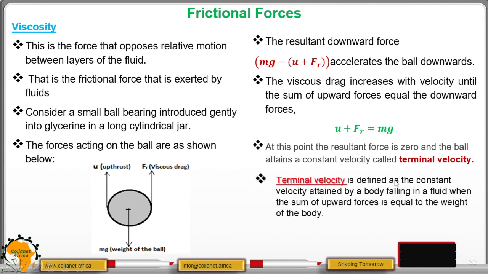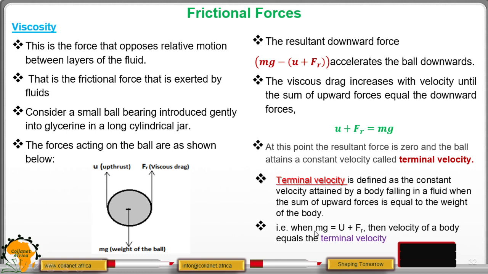So terminal velocity can be defined as the constant velocity that is attained by a body falling in a fluid when the sum of upward forces is equal to the weight of the object. In other words, we have seen that the resultant downward force is the one that is accelerating the body. And whenever we have acceleration, it means that the velocity is changing. But now the velocity will increase until a point where the upward forces will be equal to the weight. And at that particular point, the velocity will be constant. It won't change. And that constant velocity that is attained when the total upward force is equal to the weight is what we are calling the terminal velocity.